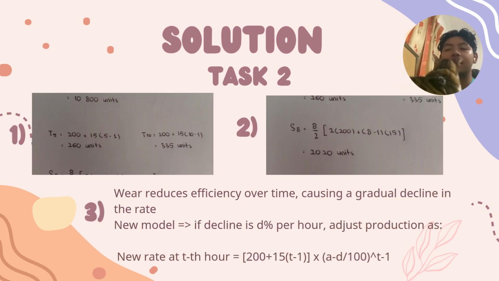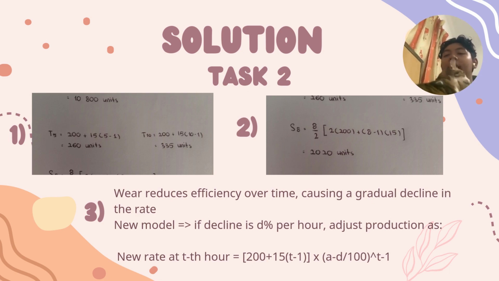The solution for the first one: we calculate the 5th and 10th hour using the formula Tn equals the first term plus (n minus 1) times d. T5 equals 200 plus 15 times (5 minus 1), which equals 260 units for the 5th hour. For the 10th hour, 200 plus 15 times (10 minus 1) equals 335 units in the 10th hour.